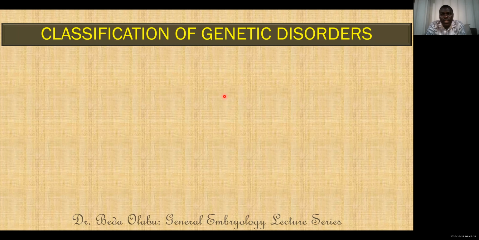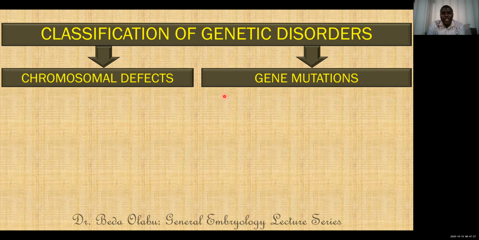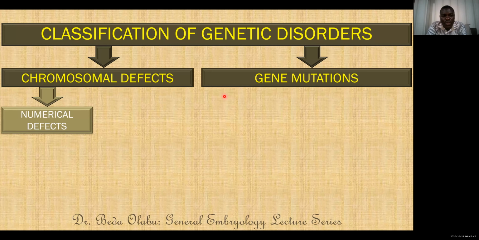Now, let's look at genetic causes of birth defects. How do we classify genetic causes of birth defects? Genetic causes of birth defects could be due to chromosomal defects, or they could be due to gene mutations. The ones which are due to chromosomal defects can be due to numerical chromosomal disorder.